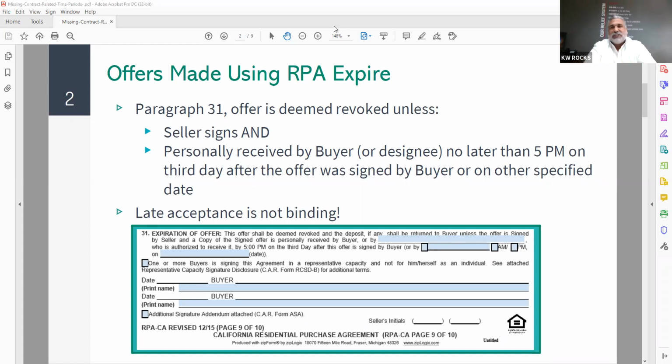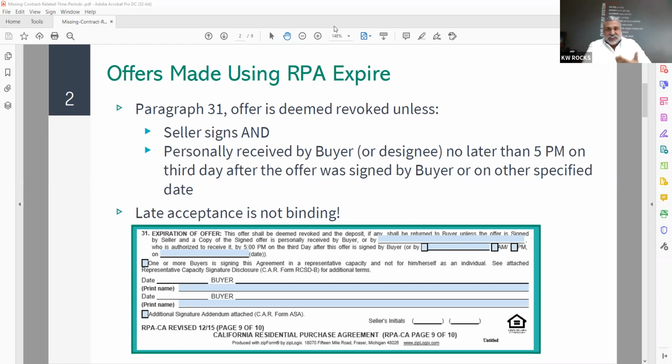And I can promise you there's a lot of agents who don't see this paragraph because it is one of the last paragraphs on the purchase agreement. So what does that tell you? What does that put you on? Well, it puts you on an expired offer, meaning that the seller does not have to entertain this offer.